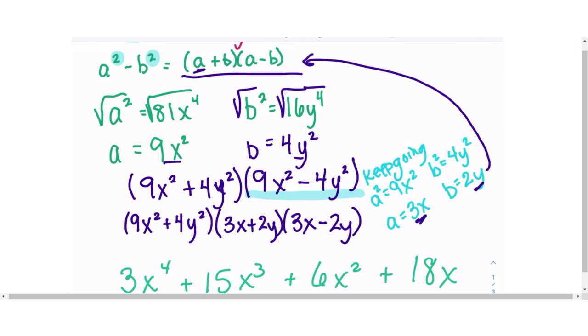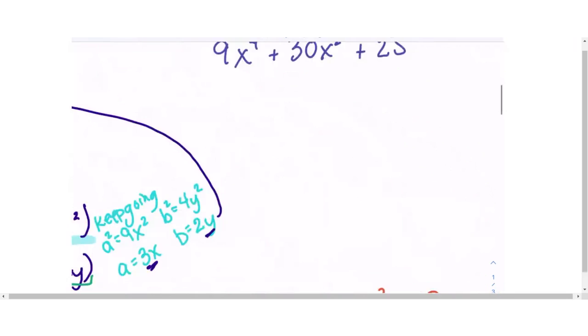So as long as we have these three factors, this factor and this factor and this factor, it doesn't matter the order, we are now done. We can't factor it anymore. All right, take a big breath. You can stop, rewind this if you need to.